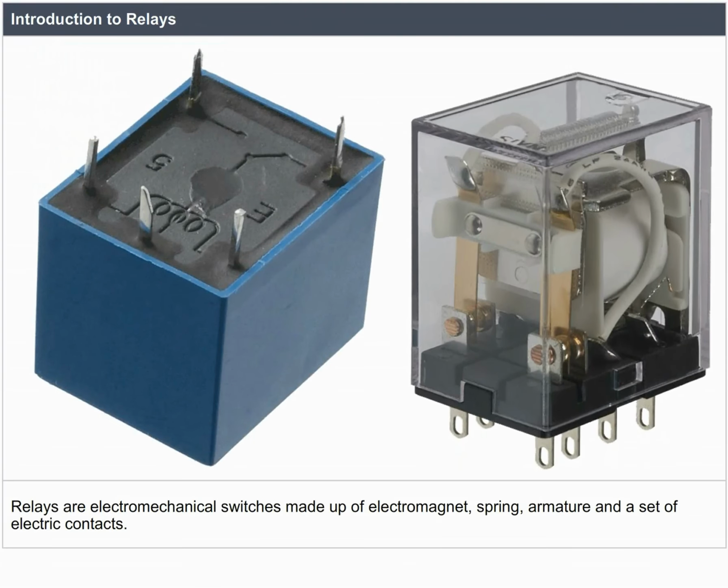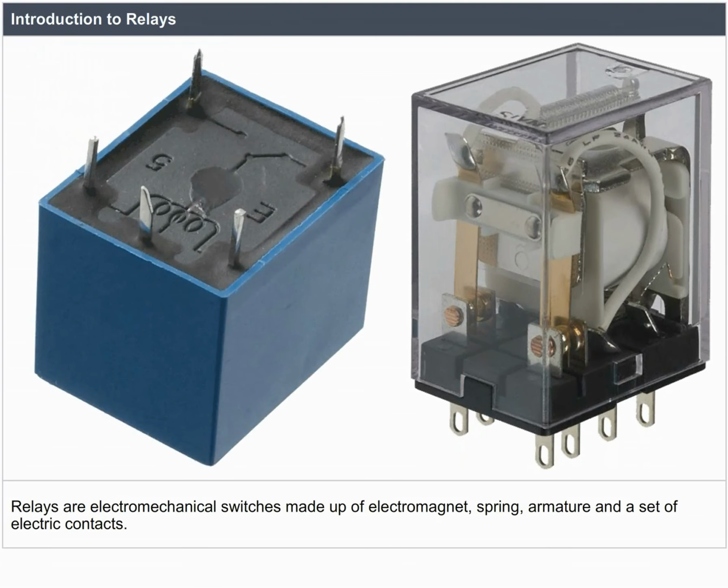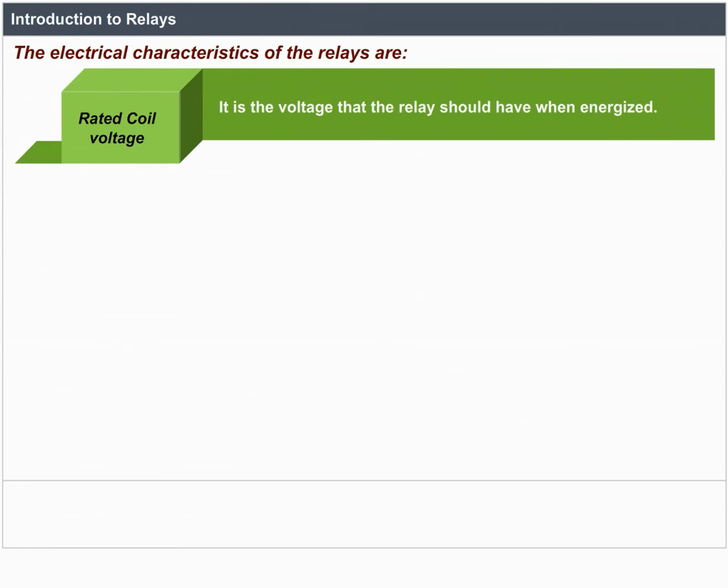Introduction to relays. Relays are electromechanical switches made up of an electromagnet, spring, armature, and a set of electric contacts. The electrical characteristics of relays are rated coil voltage. It is the voltage that the relay should have when energized.